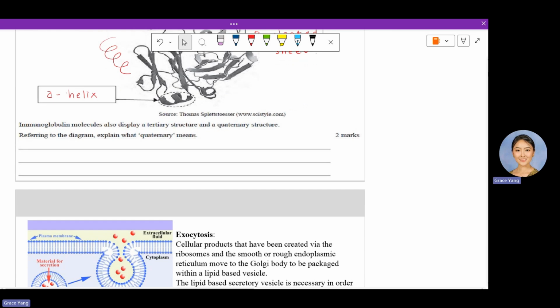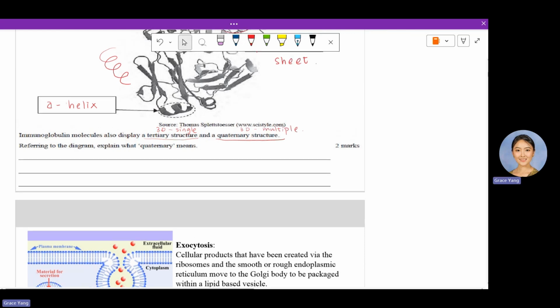Okay, now the second part of the question. Immunoglobulin also displays a tertiary structure, the 3D structure of a single polypeptide chain, and a quaternary structure, the 3D arrangement of multiple polypeptide chains. So referring to the diagram, explain what quaternary means. And this question has 2 marks allocated. So it looks like 1 mark goes to the definition of quaternary structure. And the other mark, the second mark, you have to refer back to the diagram.